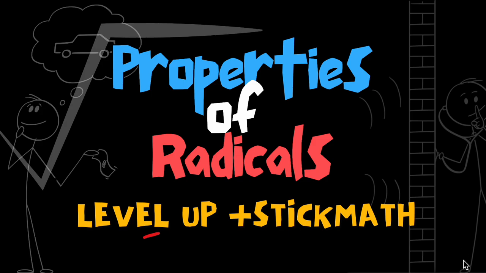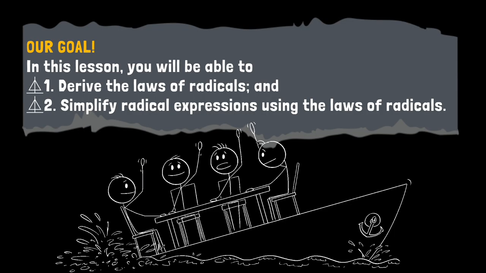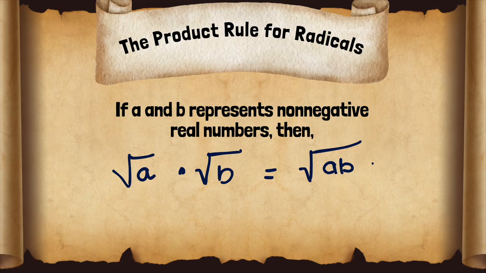So, in this case, we will be discussing the properties of radicals. Our objectives for today are, first, we want to derive the laws of radicals, and after that, we will simplify radical expressions using the laws of radicals. So in this case, allow me to define the first rule for radicals.